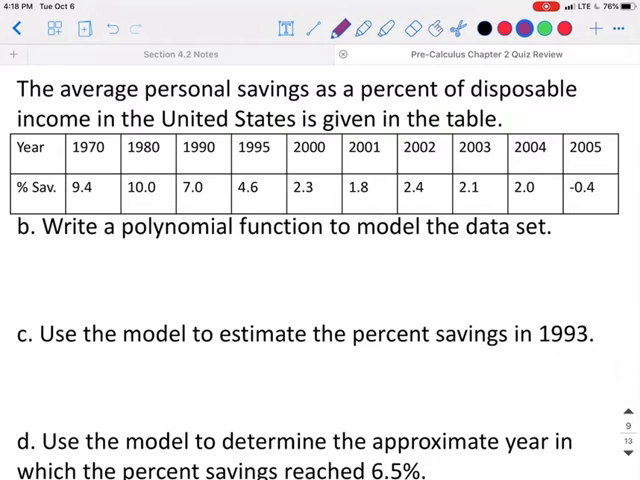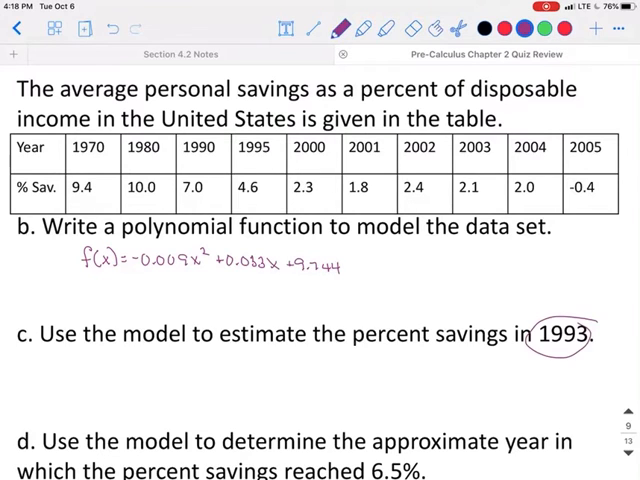Now to write that polynomial function, again, remember you can hit stat, go over to calculate, and then you will select quad reg to write our quadratic regression. And in this case, our equation would be that f of x is equal to negative 0.009x squared plus 0.033x plus 9.744.